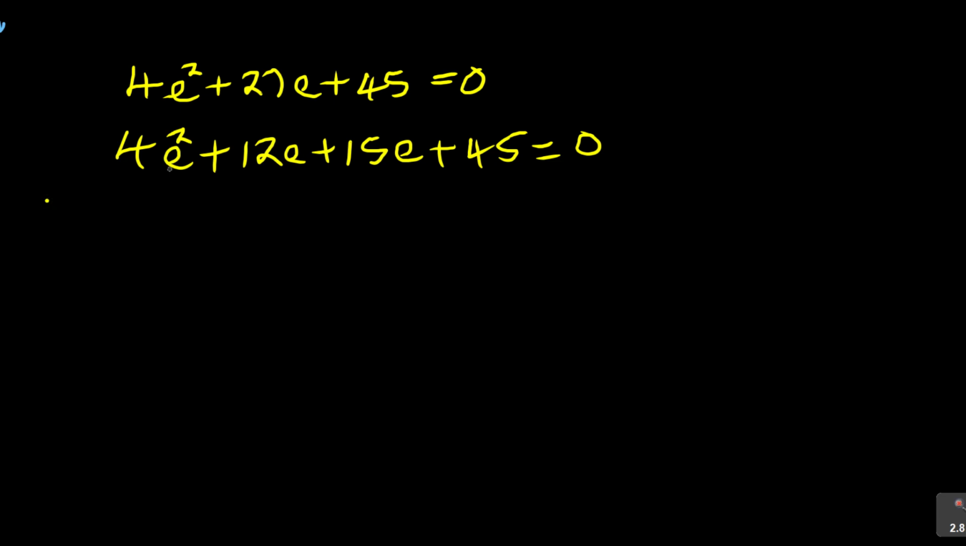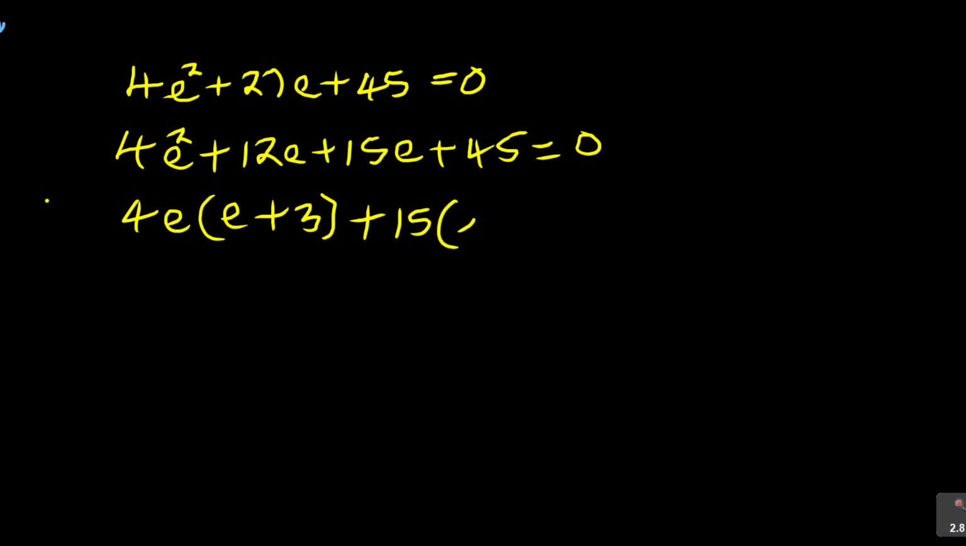And then I continue. What's common in 4e squared plus 12e? 4 and 12, it's 4e. Then 4e, it's e plus 4 into 12 is 3. And then plus 15 and 45, what's common? It's 5. Is it 5 or is it 15 itself? 15, 30, it's 15.